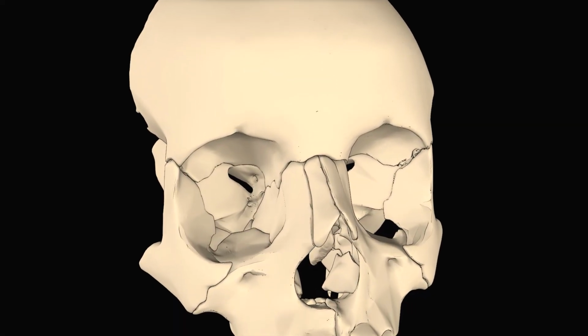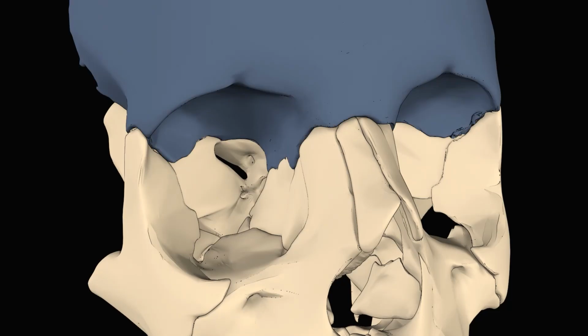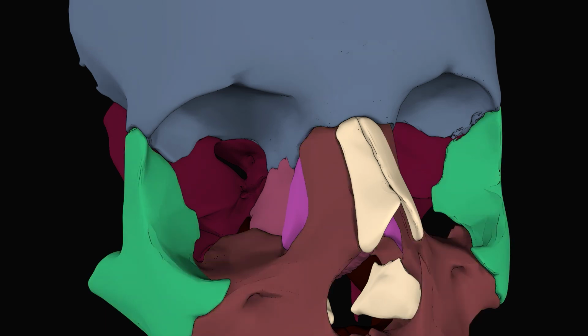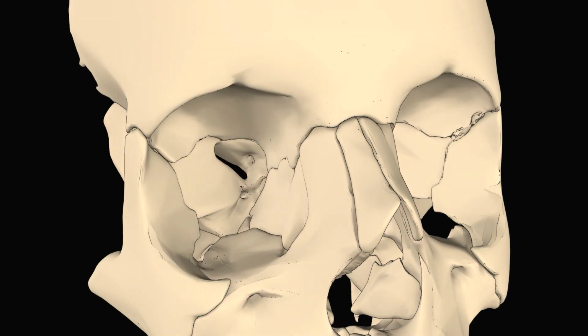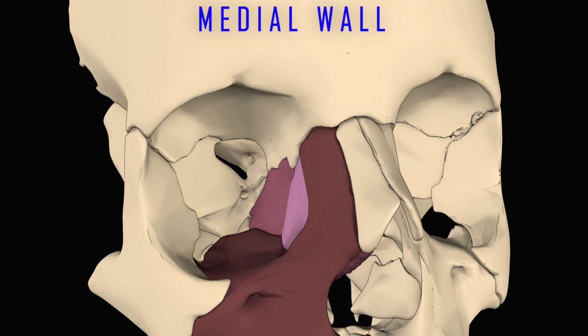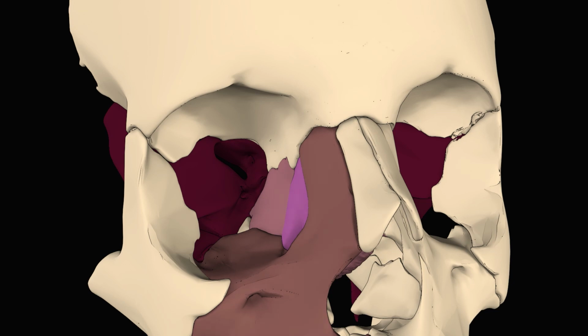Bone anatomy of the orbit consists of 7 bones, which are frontal bone, ethmoid bone, sphenoid bone, lacrimal bone, orbital process of palatine bone, zygomatic bone, maxillary bone. The medial wall is formed primarily by the orbital plate of ethmoid, as well as contributions from the frontal process of maxilla, the lacrimal bone, and the body of the sphenoid. It is the thinnest wall of the orbit.